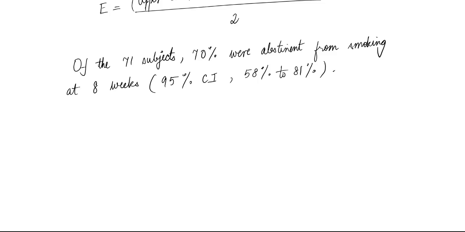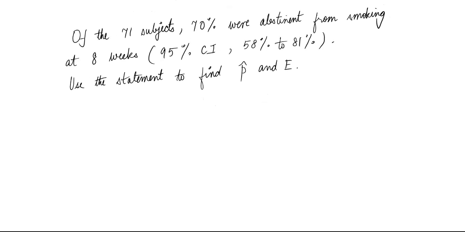Okay, so let me just read this for you. Of the 71 subjects, 70% were abstinent from smoking at 8 weeks. And in parentheses, they give the confidence interval, 95% confidence interval, 58% to 81%. They give this. So then the question says, use the statement to find the point estimate P hat and the margin of error E. So use the statement to find P hat and E.